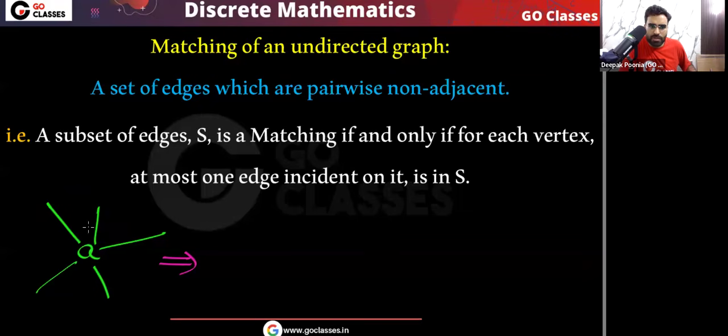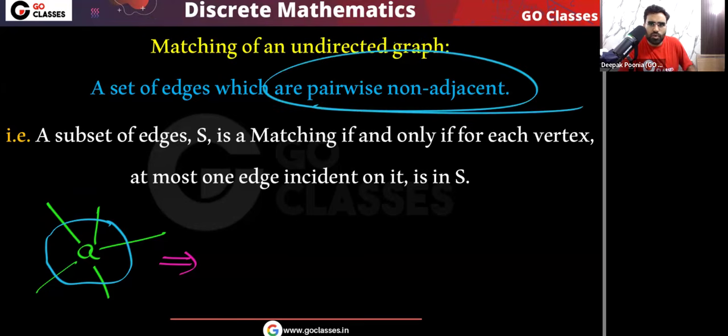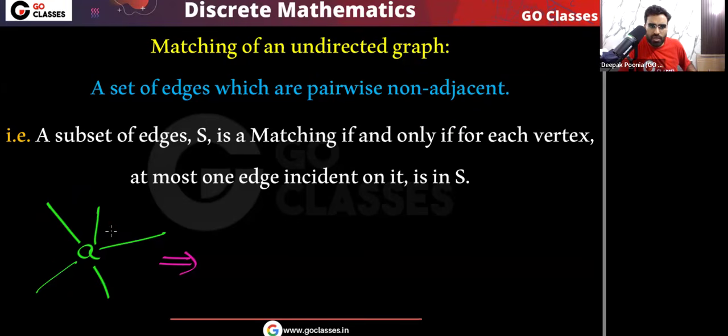The answer is no, because remember, all these edges that are incident on this vertex A are adjacent, and matching is a set of edges which are pairwise non-adjacent. In the matching, we have non-adjacent edges, but all these edges which are incident on this vertex A are adjacent because they have a common vertex. This A is the common vertex for all these edges, so all these edges that are incident on this vertex A are adjacent edges. So I can say that at most one of these edges will be present in any matching.